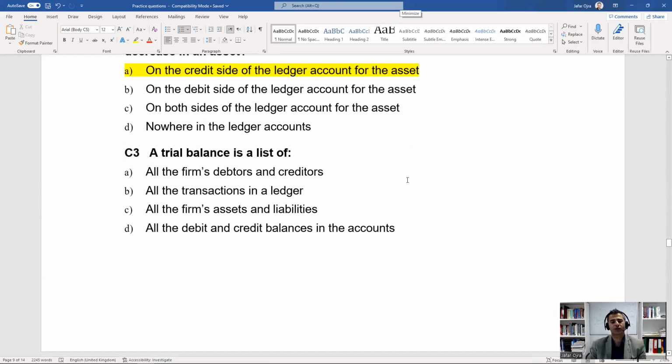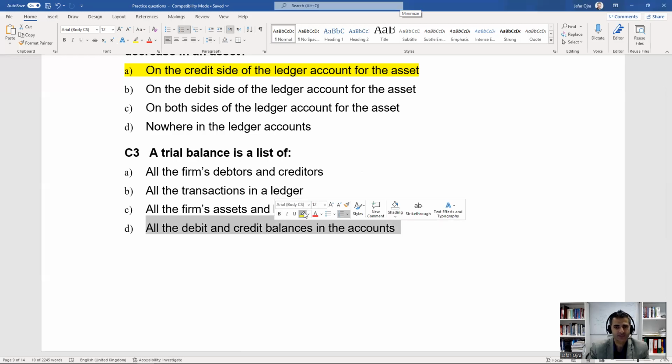Trial balance is a list of... So what is a trial balance? Before you prepare a trial balance, we identify the transactions. We record the transactions through ledger accounts, debit and credit. After we record them, we balance off the accounts. And after we balance off the accounts, we prepare the trial balance. So the trial balance is all the debit and credit balances in the accounts.